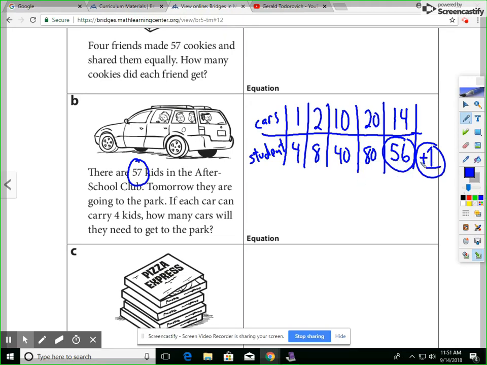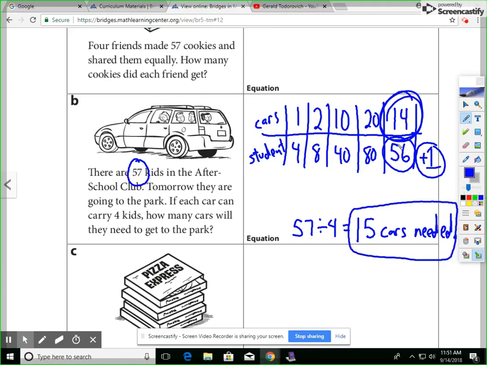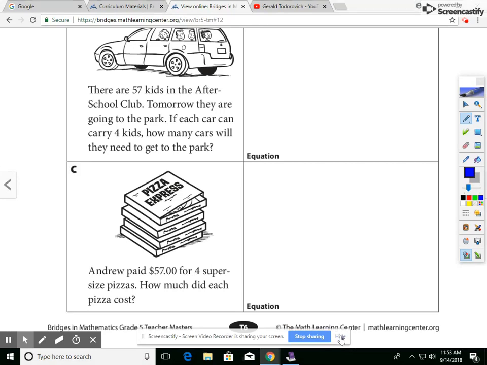So with that remainder, we're going to have an extra car. We're going to have to add on not 14 cars. We're going to actually need 15 cars. So our equation again was 57 kids divided by 4 is going to equal, and for our answer, we're going to put 15 cars are needed. And I would be able to see your work here that 14 cars is 56 kids. We don't have enough. We're going to bump that up. So that remainder, we rounded that remainder up. There's B.